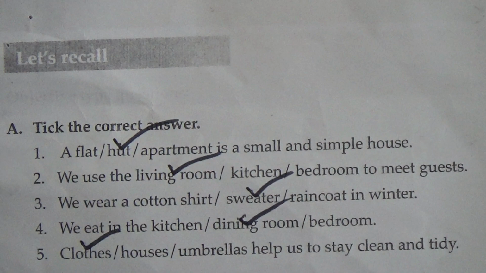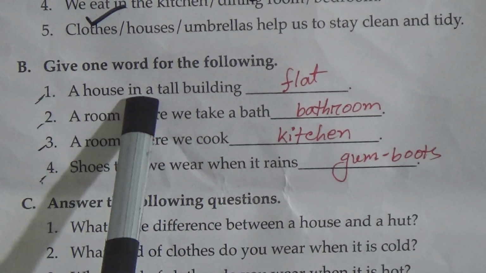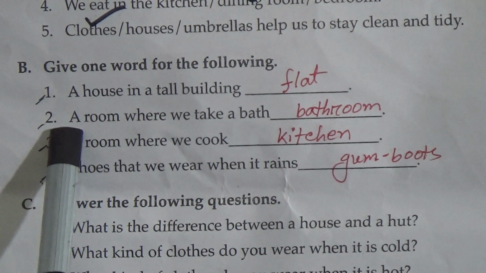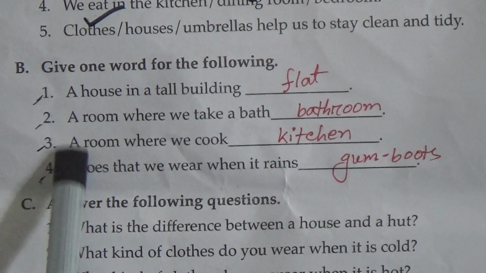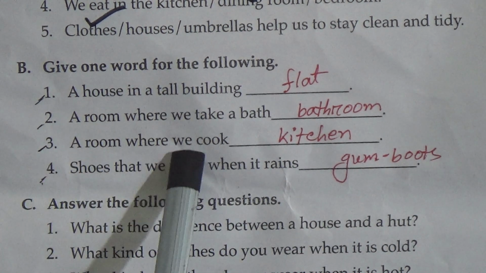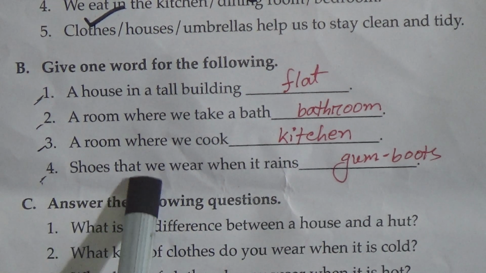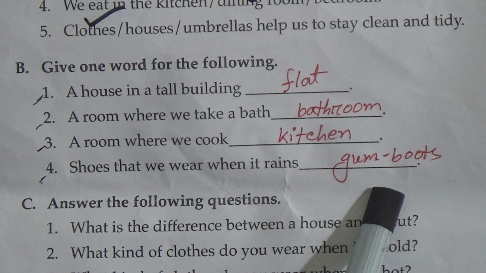Now fill in the blanks. B. Number 1. A house in a tall building, flat. Number 2. A room where we take a bath, bathroom. Number 3. A room where we cook, kitchen. Number 4. Shoes that we wear when it rains, gumboot.